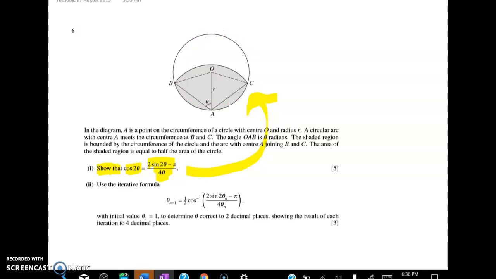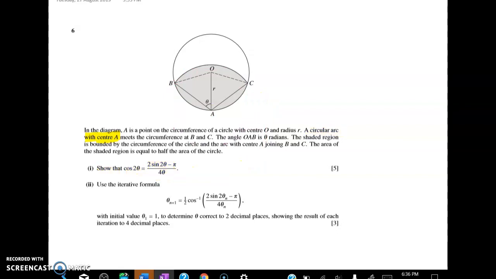And then we've got another circular arc. Right, so a circular arc with centre A. So there's a circle being started at A, with A as the centre, going through points B and C, and it looks like that. And the shaded area is the overlap between those two things.